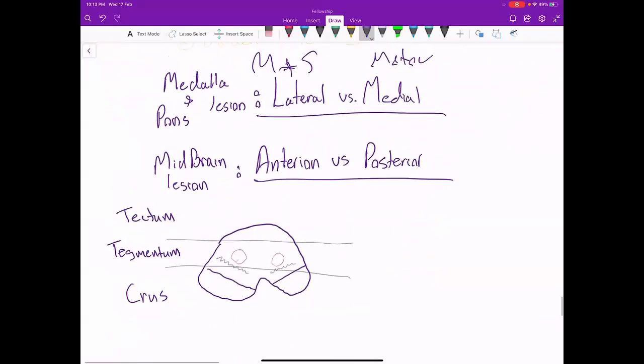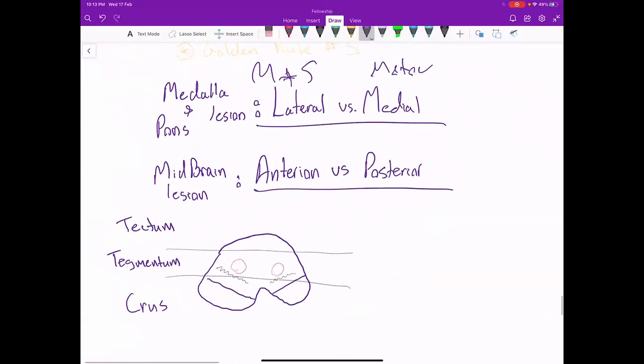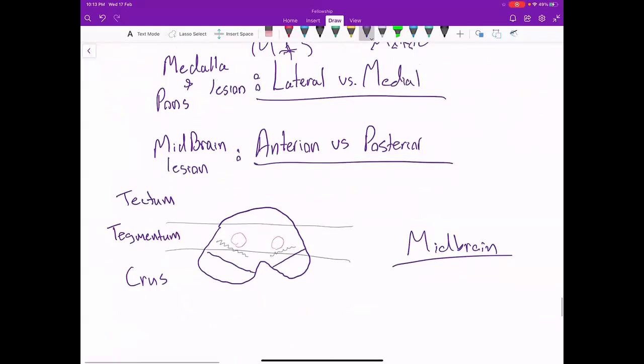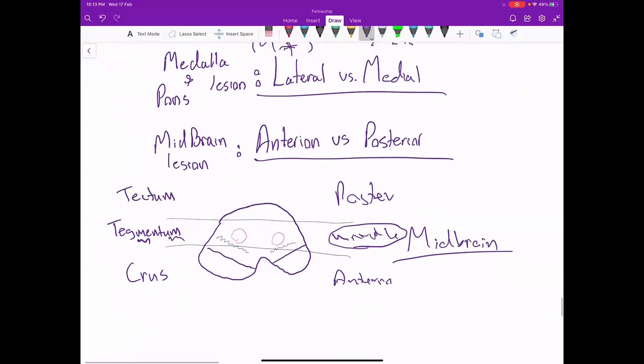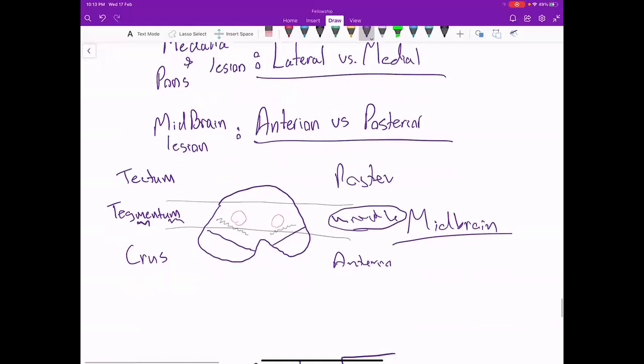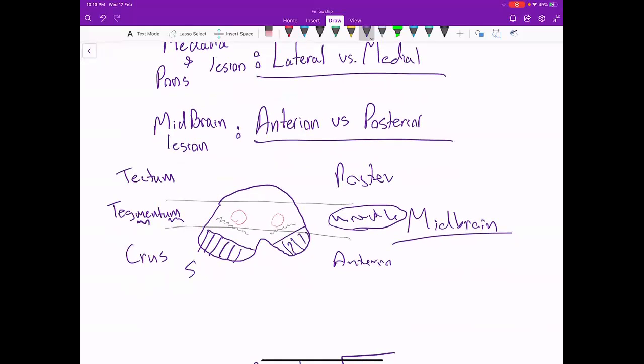And here's a quick section of the midbrain, because this is just very simple. I don't want to take more than just 1 minute on here. The midbrain, you have the crus, which is the anterior portion, and you have the tectum, which is posterior. The tegmentum is the middle lesion. Okay. Anyways, the crus is the corticospinal tracts, basically, right? So the crus is movement. I'm just going to say motor. The crus is motor.